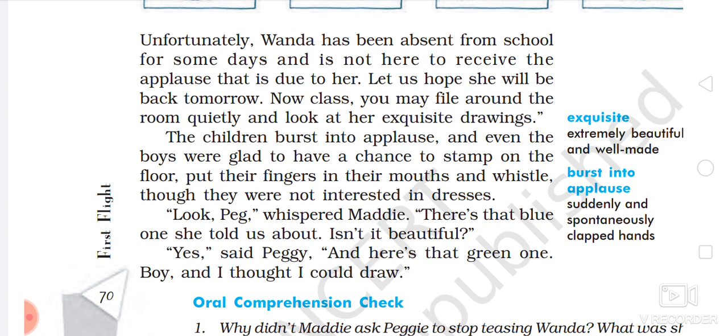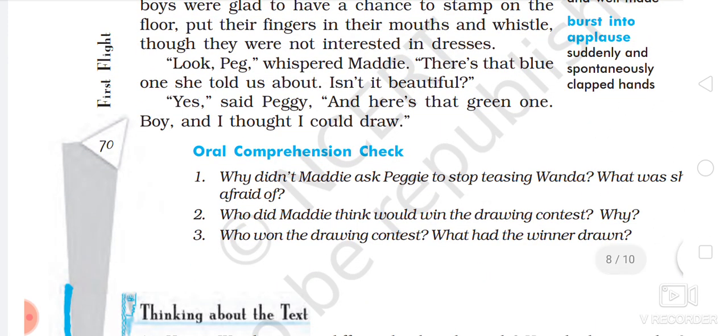Look, Peg, means Peggy, whispered Maddie. And Maddie whispered to her friend, Here is that blue one, and she told us about it. Isn't it beautiful? When they would ask her every now and then, at that time she would answer, one is blue, one is pink, like color wise. So her friend Maddie told Peggy that, see, this was the dress. Dress means drawing. Yes, said Peggy. And here is that green one, boy. And I thought I could draw. So she thought she could draw, but see the result. The girl has done a better drawing than them. So that was a spectacular task by her.